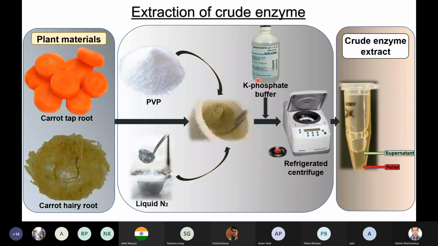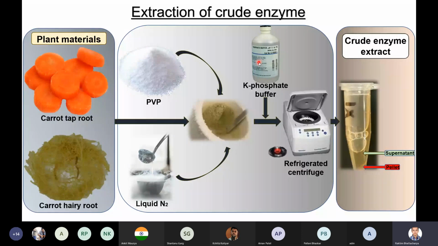Why not water? What is the function of a buffer? A buffer has a fixed pH. You can see it's written pH 7.2 at 25 degrees Celsius. A buffer actually resists change of pH. This is the basic function of a buffer.